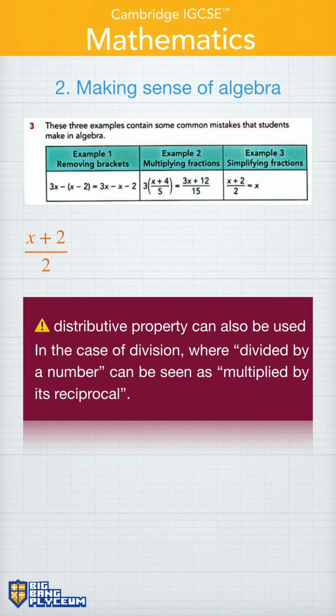Well, when we're dealing with this, we can use the distributive property because it can be used in the case of division, where dividing by a number, for example 2, can be seen as multiplying by its reciprocal, 1 over 2. For example, we can do something like this, okay? So x plus 2 over 2, we can separate x and 2 in the numerator and separately multiply by 1 over 2. Okay? It's just like a distributive property application. So the final result will be x over 2 plus 1.